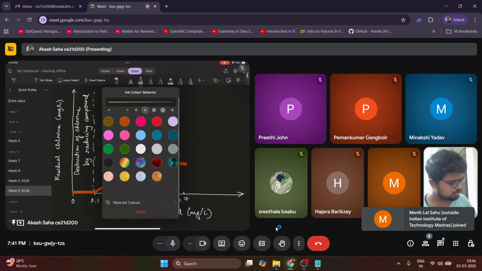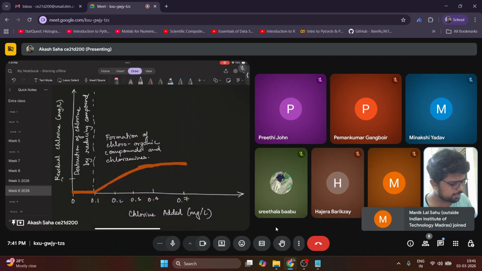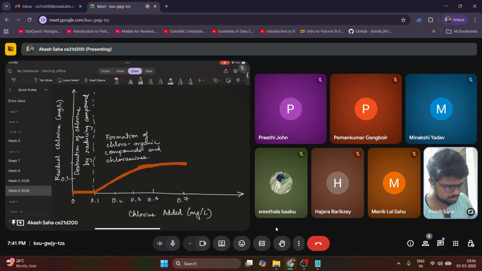The residual may be 0.1, or maybe 0.2. So even after adding 0.7 milligram of chlorine, whatever residual is there is only 0.2. That means 0.5 is getting used up in forming some chloroorganic compounds or some chloramines. And then whatever chloramines are getting formed will get destructed, and some more residual chlorine will be used up.